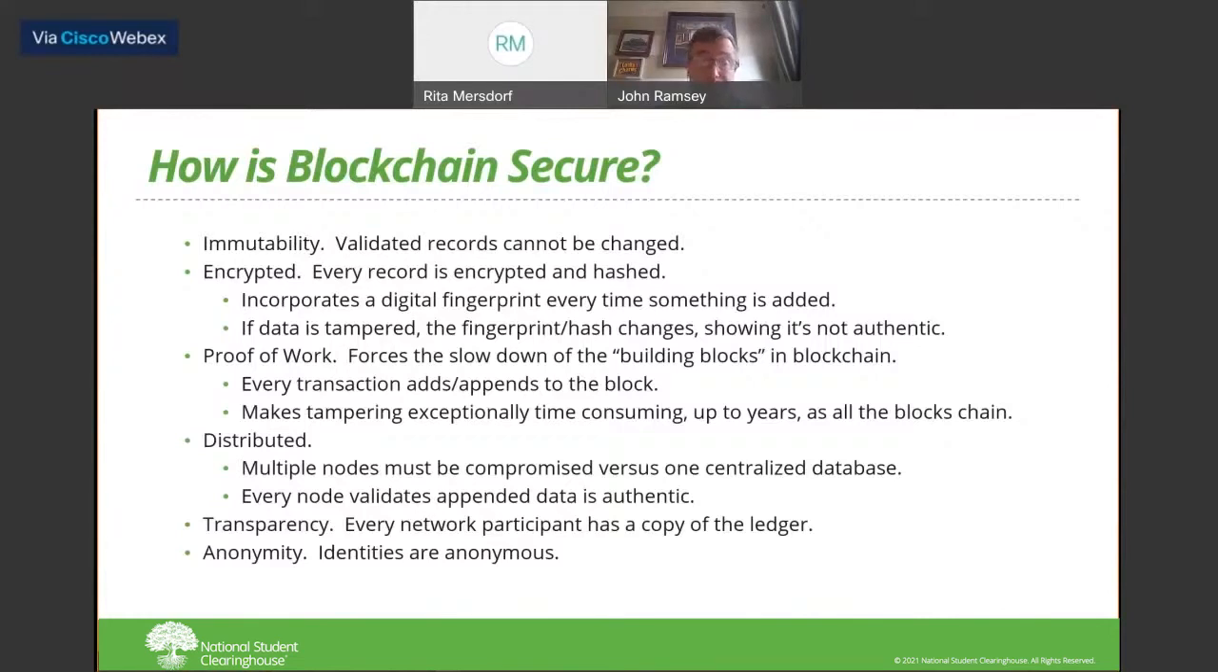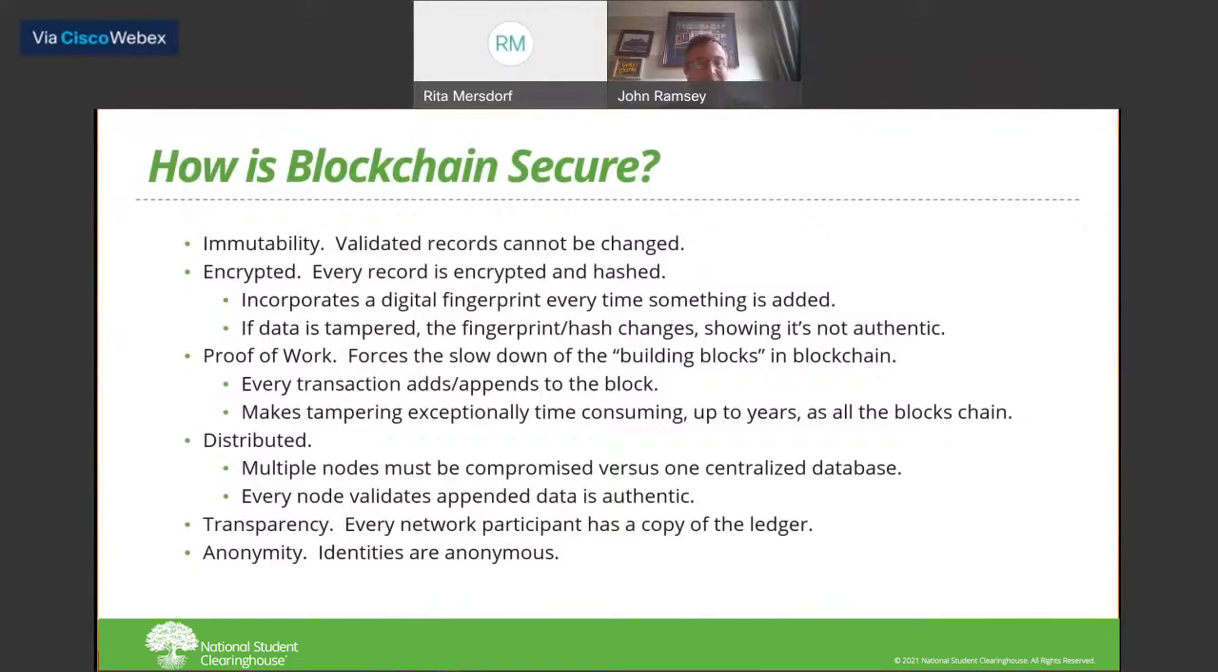Encrypted. Every record is encrypted and hashed. And the way of thinking of this is like a digital fingerprint. Everybody's fingerprint is unique. So every time you do a hash, that's really getting a digital fingerprint of every time something is added. And every time something is added, you get a new fingerprint because you have a change in what you're looking at. And no 2 fingerprints or hashes are the same. It's really like digital DNA. What is you is you. Nobody can really fake that or alter it in any way.